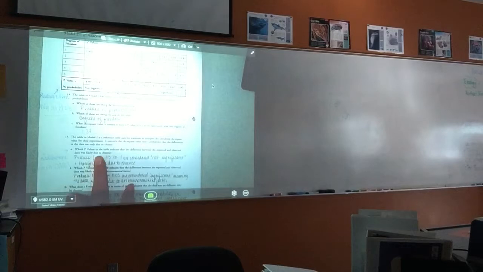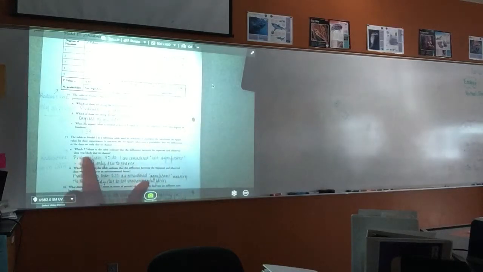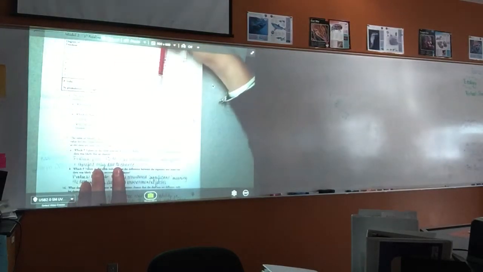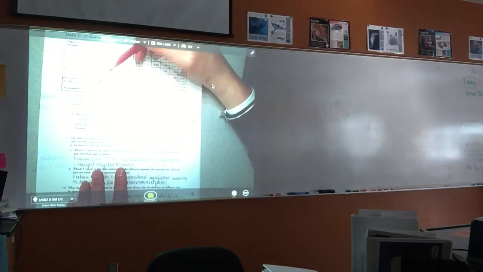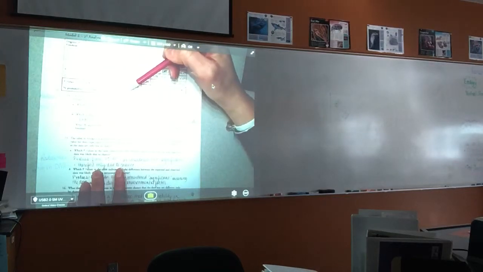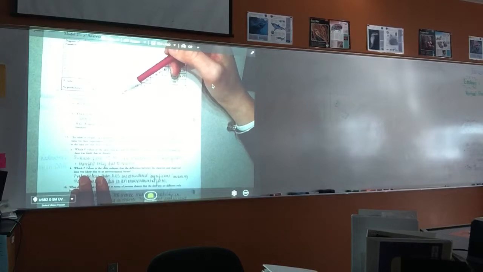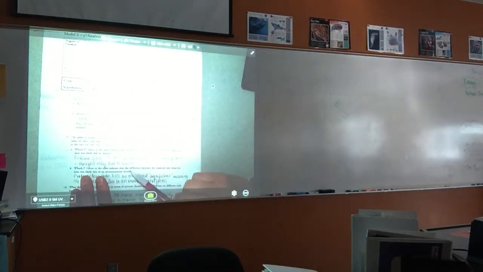It says which p-values for A here, which p-values in the table indicate that the difference between the expected and observed data was likely due to chance. So chance means that there's not really something at play in that we can accept our hypothesis. And so that is any of these p-values from 0.95 all the way to 0.1. These are considered not significant. So that means that while your observed is different than your expected, it's not significantly different. And so therefore, in general, what that means is it can be due to chance and we can accept our null hypothesis.